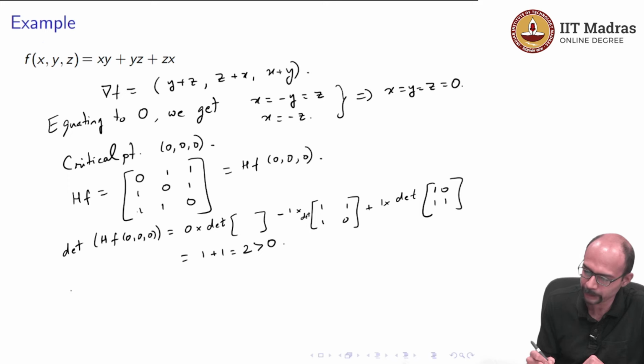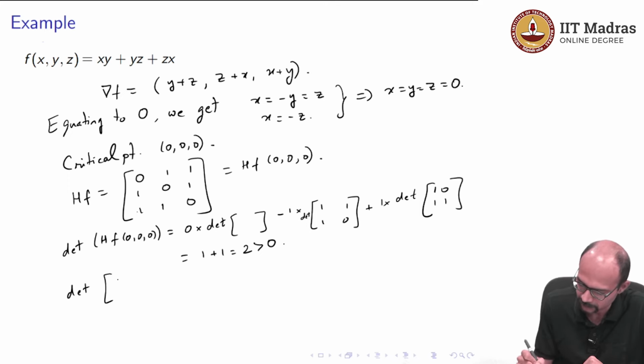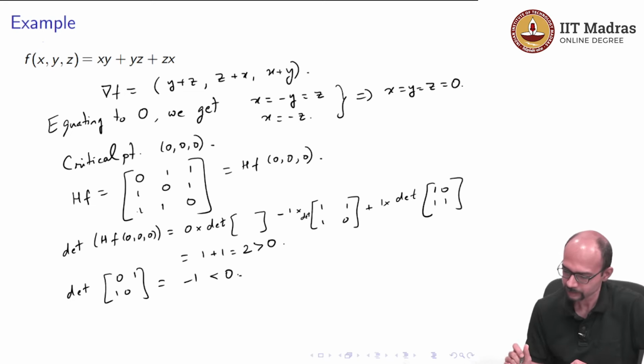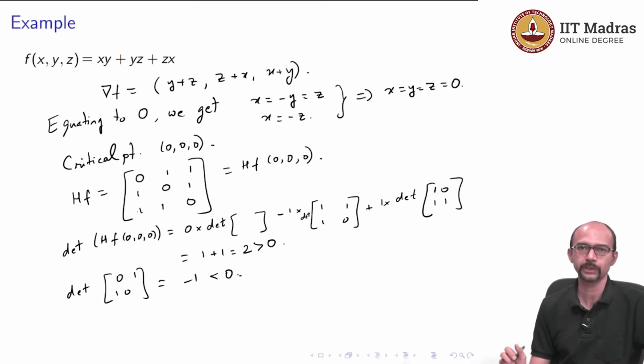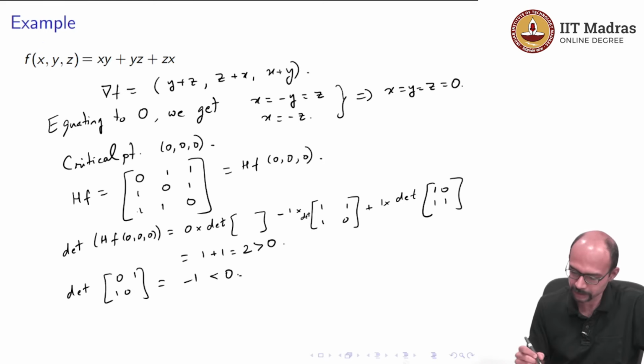So, now we take the 2 by 2 top left matrix and calculate its determinant: [0 1; 1 0]. This is minus 1, negative, and well, as soon as we know it is negative, this does not correspond to case 1 or case 2. So, this means it is a saddle point.